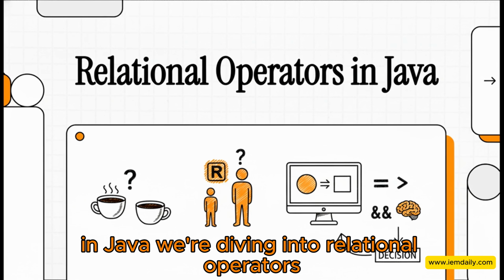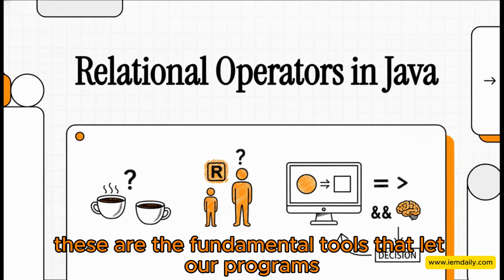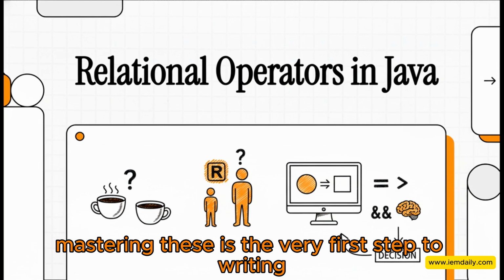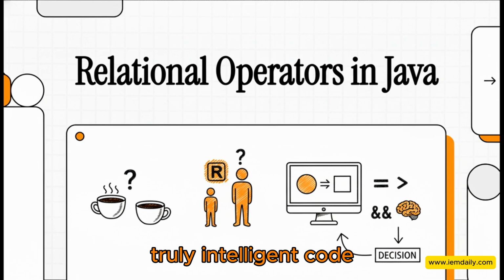We're diving into relational operators. These are the fundamental tools that let our programs compare, reason, and make smart choices. And honestly, mastering these is the very first step to writing truly intelligent code.